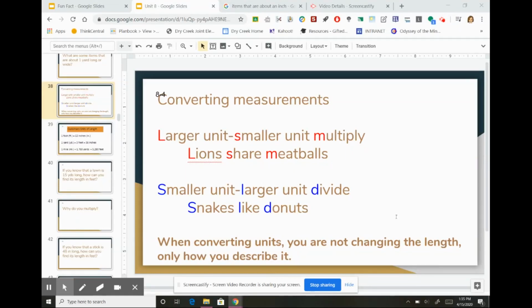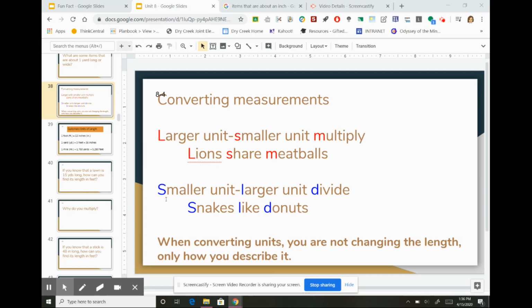Okay, so now we're going to look at converting measurements because sometimes we might need to convert some of our measurements. Okay, so one way to remember how to convert, if you have a larger unit to a smaller unit, you multiply. So I've highlighted the first letter of each of them, larger to smaller, multiply. You can remember lions share meatballs. Or you can think of your own little saying that'll help you, okay? So lions share meatballs. When you're going from larger to smaller, we multiply.